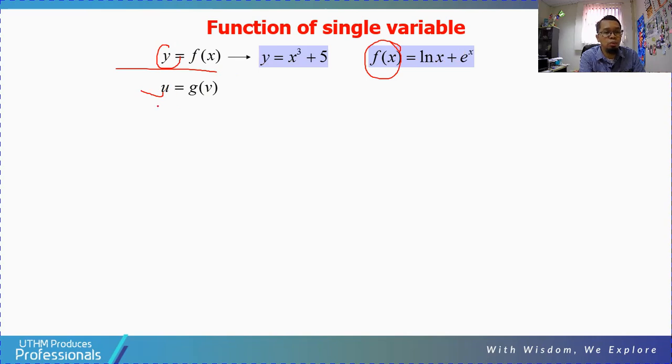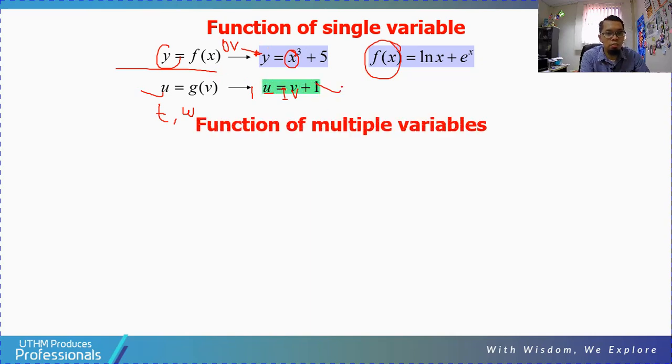We can use u of t, w of t, and so on. The important thing for a single variable function is that it has one independent variable. So the one independent variable is x, and this one we call the dependent variable. Okay, this is the definition of a single variable function. This is the example.